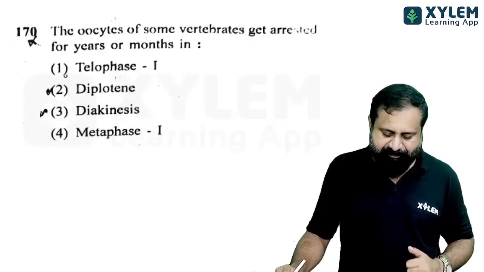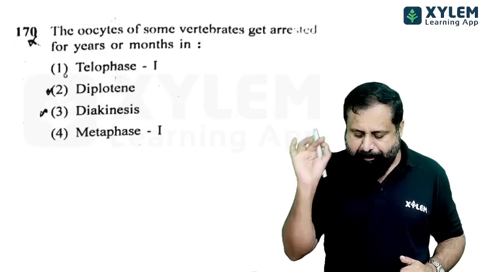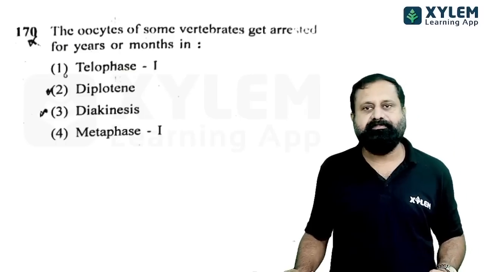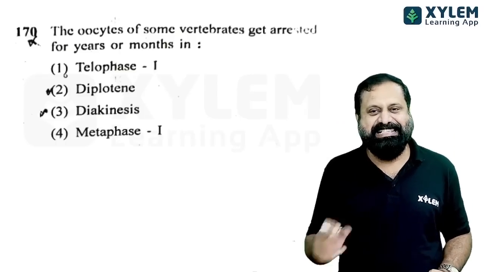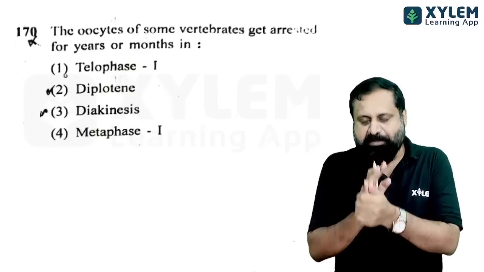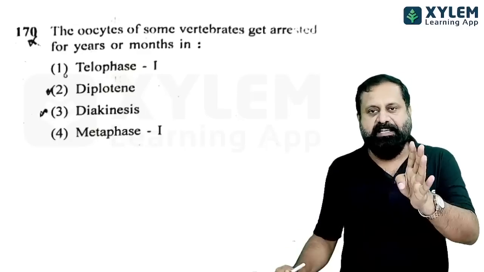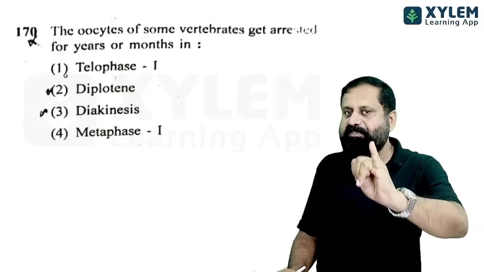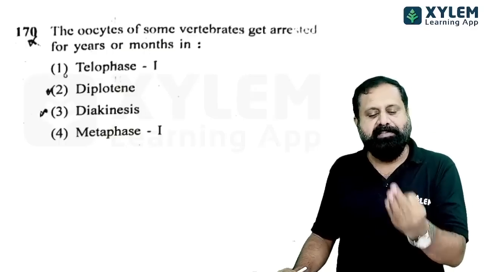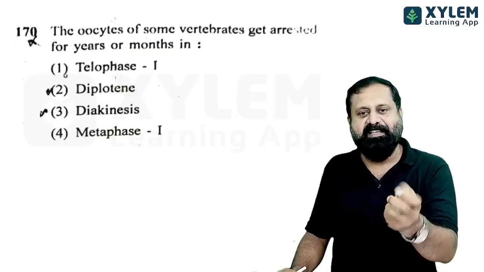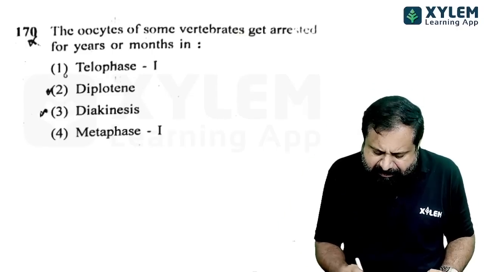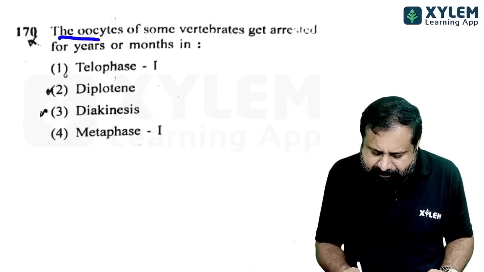Now 170. The oocyte of some vertebrates gets arrested for years or months in. Which chapter is this? Cell the unit of life. In that chapter you can see meiosis 1. In meiosis 1, prophase 1, metaphase 1, anaphase 1, telophase 1, etc. So in prophase 1, leptotene, zygotene, pachytene, diplotene, diakinesis. The diplotene part is given in your NCERT. This same statement you can see.